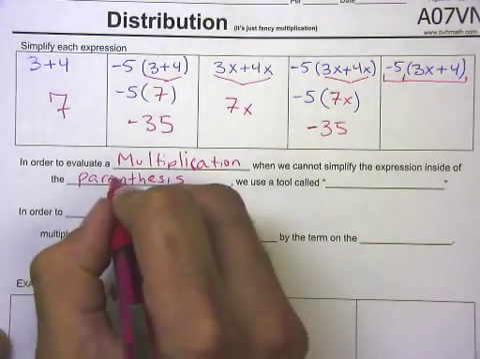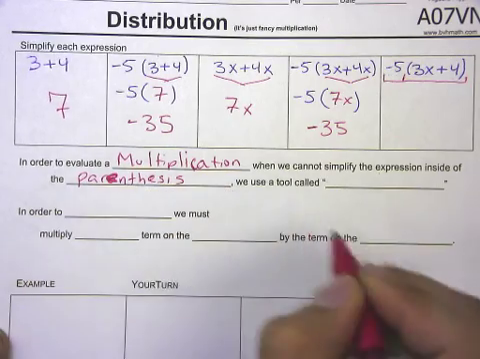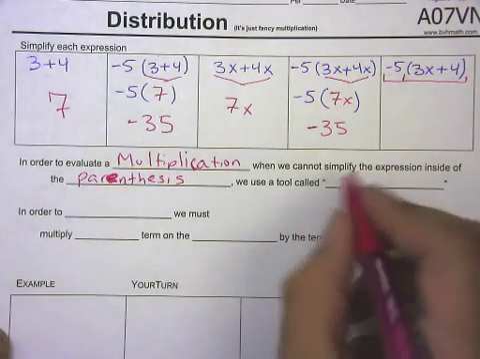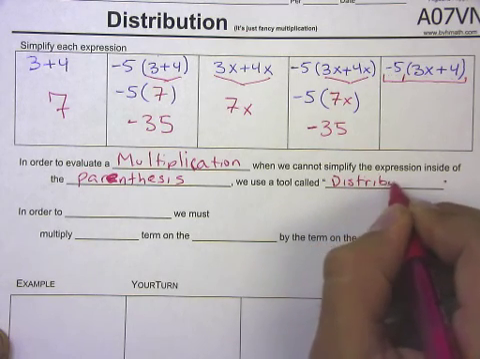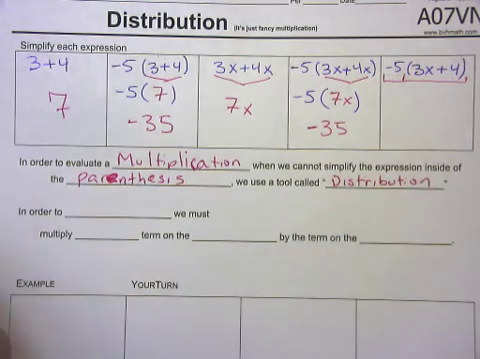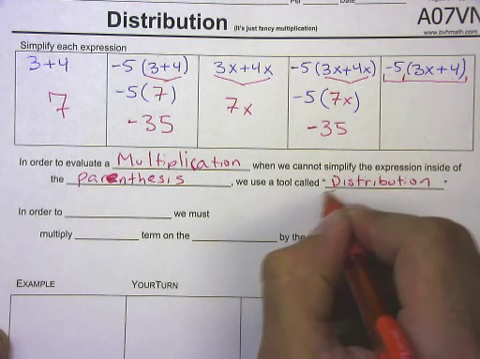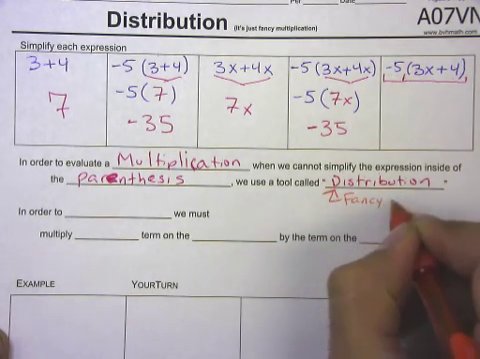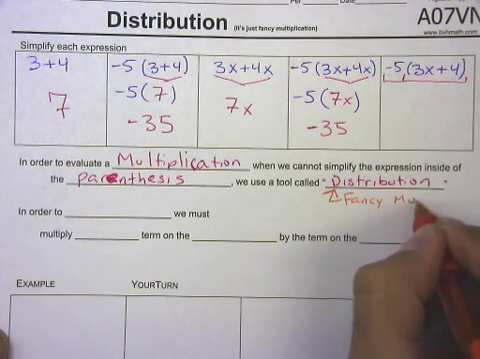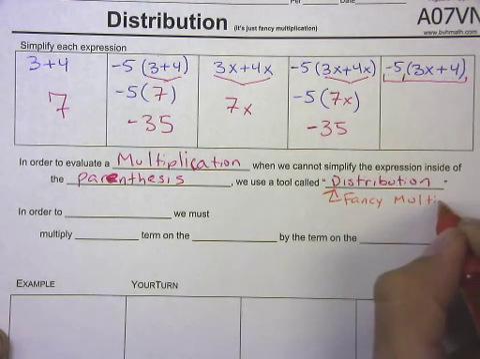oops, that should be an E. I can never spell that word right. We use a tool called distribution, and you've probably heard of it before, but here's an important point that I want to make about distribution. Distribution is not actually a new thing. All distribution is, is fancy multiplication. All right? All that distribution is, it's a multiplication tool.